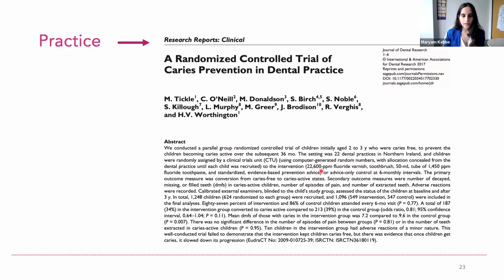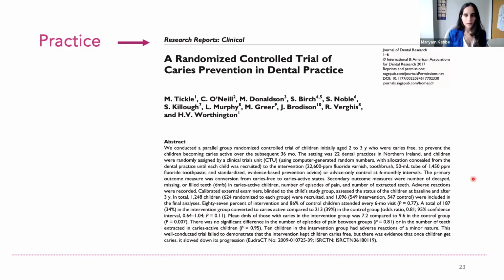So they had a particular intervention here related to fluoride treatments, and they had an advice-only control group where they had check-in points at 6-month intervals during the study, but their final outcome was actually selected a priori to be at 36 months, so at the 3-year time point. And their primary outcome was referring to the change from being caries free to, let me see how they phrase it here, to caries active children.